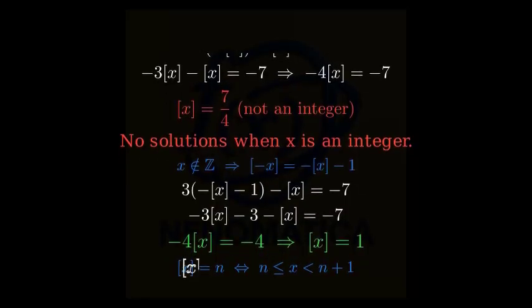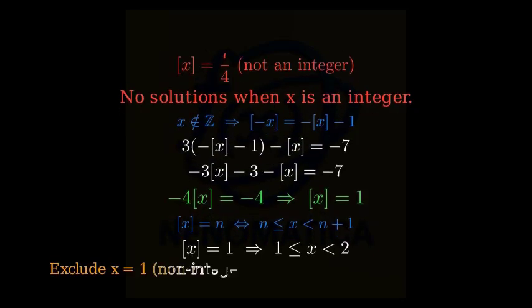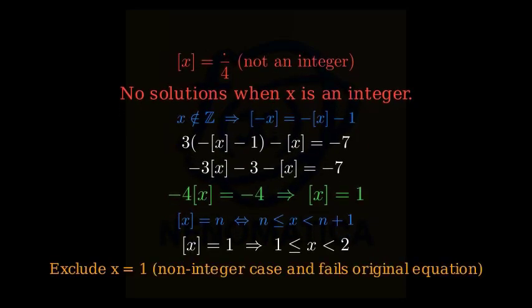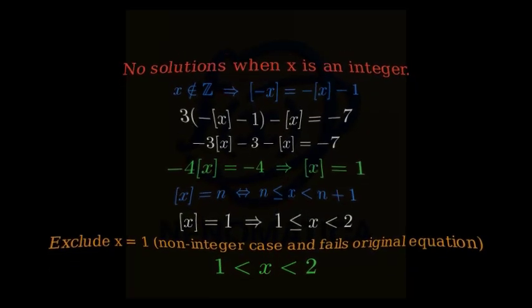Step 4. Interpret floor of x equals 1. By definition, floor of x equals n if and only if n is less than or equal to x, and x is less than n plus 1. So floor of x equals 1 means 1 is less than or equal to x, and x is less than 2.